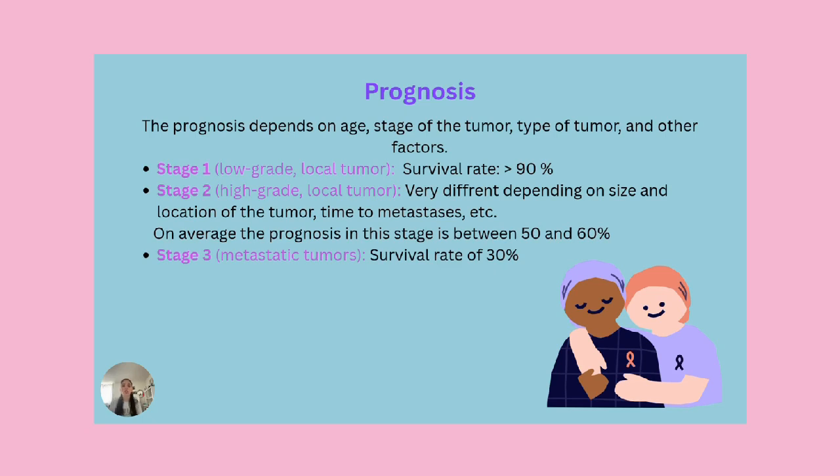And then stage 3 is any tumor that has already spread to the body. So it doesn't matter if it's low grade or high grade. If it has spread to any other part of the body, it's stage 3. And that has an average survival rate of 30%. But again, that also depends on your age and stuff like that.